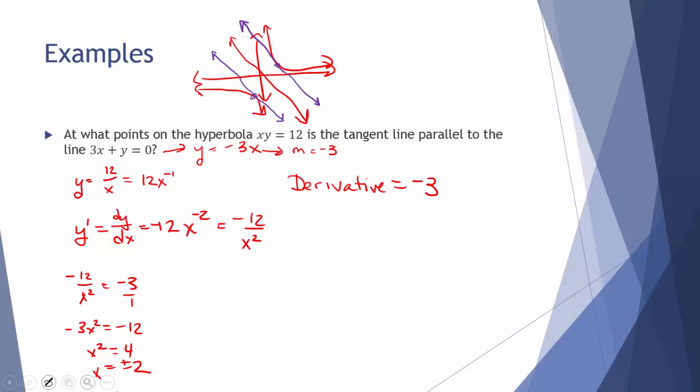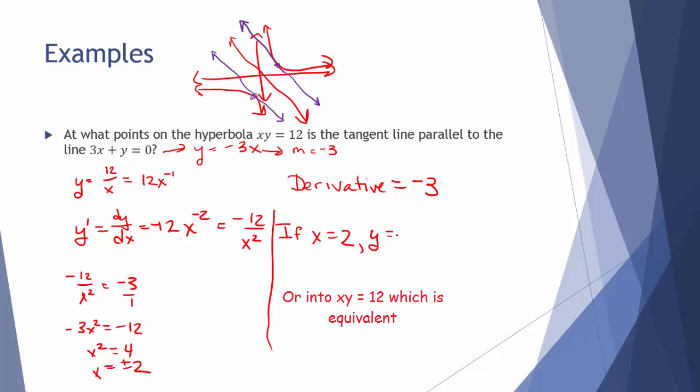So these are the x values where I have tangent lines that have slopes of negative 3, meaning they're parallel to this line 3x plus y equals 0. What I now need are the points. So let me go ahead and calculate those. If x equals positive 2, where should I be plugging in x equals 2 to find my point? You should be plugging into y equals 12 over x. Then y equals 12 over 2, also known as 6. So the first ordered pair is 2, 6.